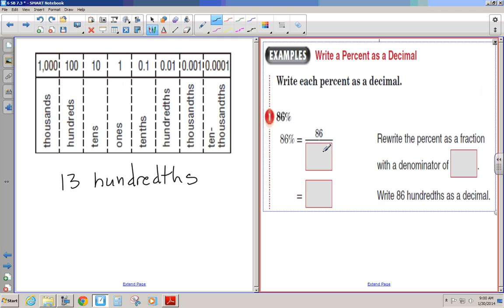So taking a look, rewrite the percent as a fraction. So 86 over 100, because the denominator is a 100, which means we write 86 hundredths as a decimal, which means we need to have a point, and hundredths is the second decimal place, so it's 0.86. That is the decimal.